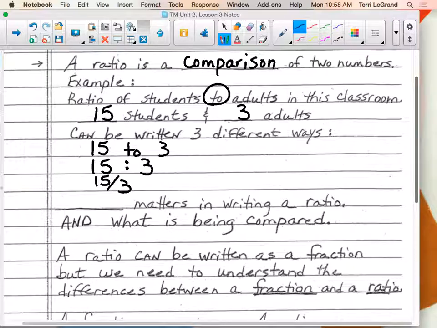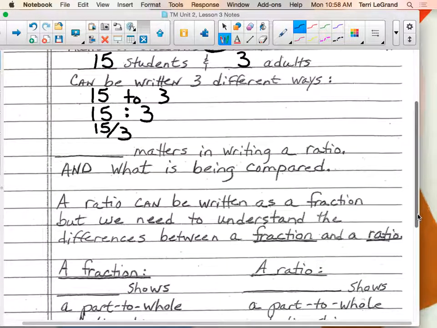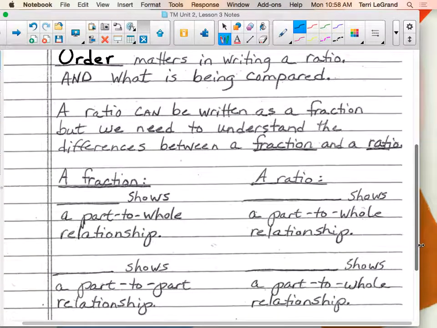Okay? Now it's really important that when we're making a comparison, we're going to have some order to it. Order matters in ratios. So when they ask you to write a ratio comparing two things, you need to follow the order that they want them compared in. So a ratio, I said, can be written as a fraction. Remember, that was our third way. We're going to use the fraction bar. But just because it is written like a fraction does not mean it represents a fraction. Sometimes it might, sometimes it may not.